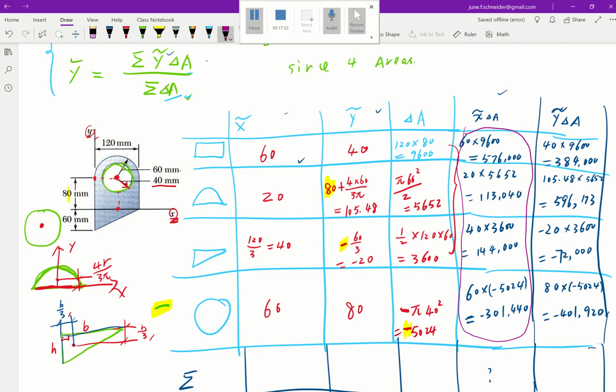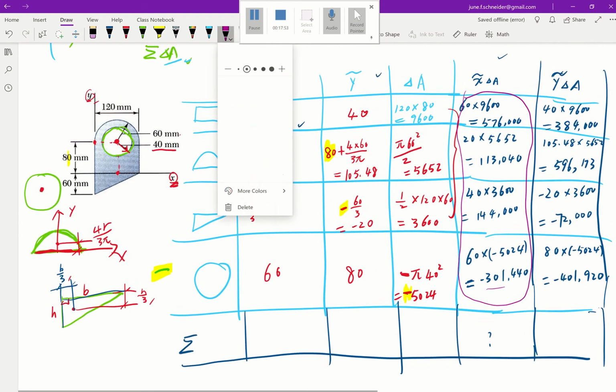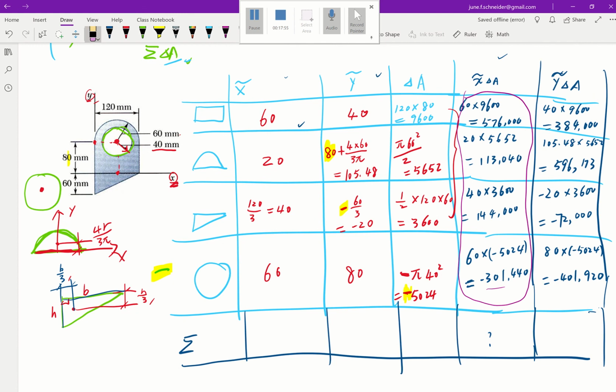So go ahead. We'll have 576,000 plus 113,040, then plus 14,400, then minus, because you're adding a negative number, minus 301,440. Then we'll have an answer here. Hopefully you have the same answer as mine. 531,600.